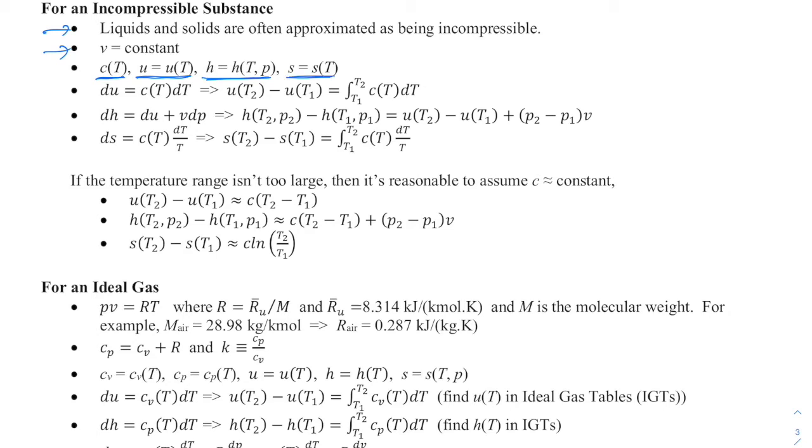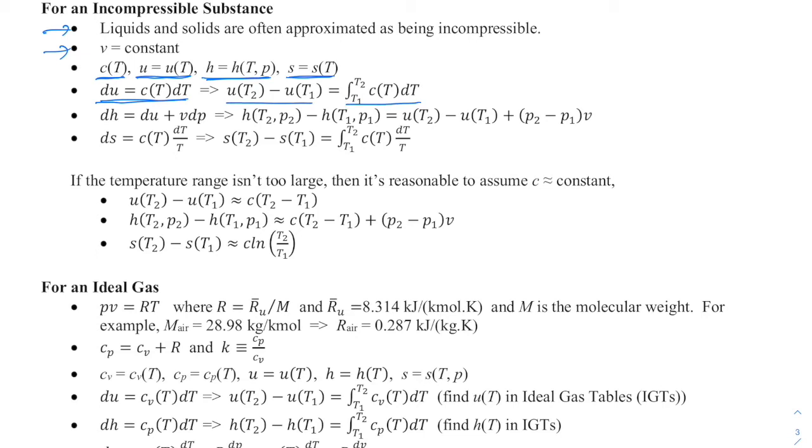So the specific entropy is the new one here. Define the change in the specific internal energy: it's just the specific heat times dT. And again, the specific heat in general is a function of temperature. If you integrate both sides there, you'll get delta u is equal to the integral of c dT.